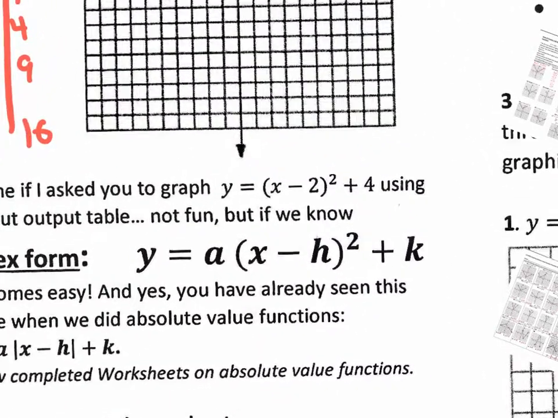Obviously, if I asked you to graph this one right here, y equals parentheses x minus 2 squared plus 4, it would be more challenging to do an input-output table. Like imagine that, I'll plug in 0, 0 take away 2, oh, that's -2. And then -2 squared, -2 in parentheses squared, that's 4. And then 4 plus 4, that's 8. That's a lot of math that you're doing, right?